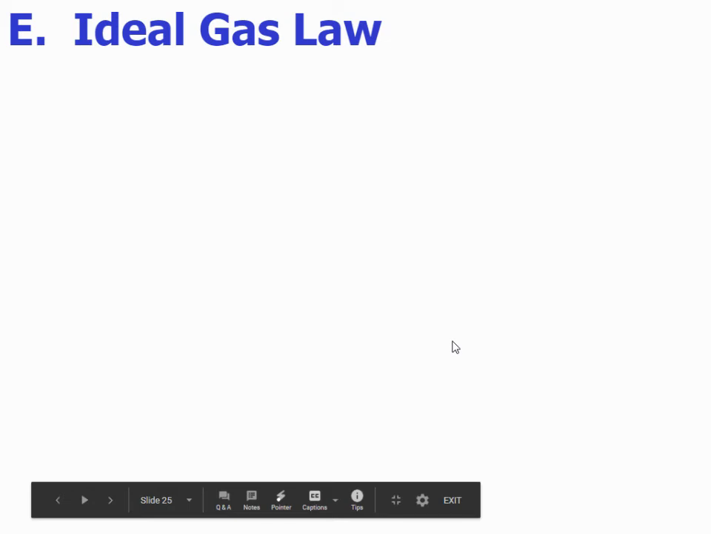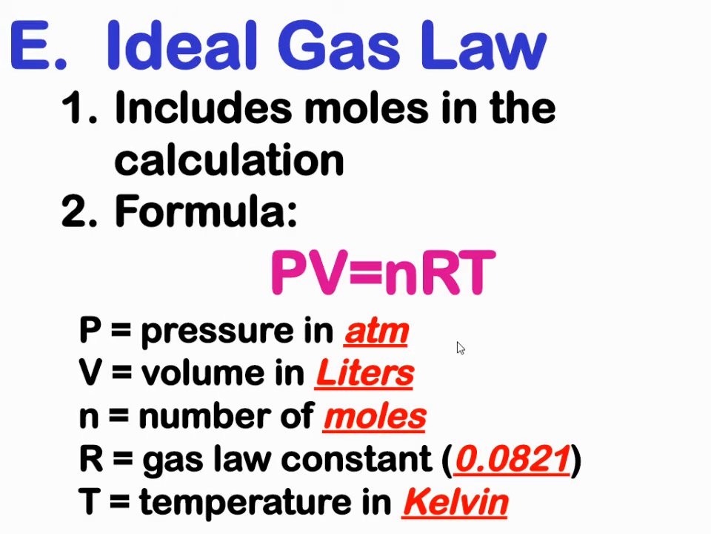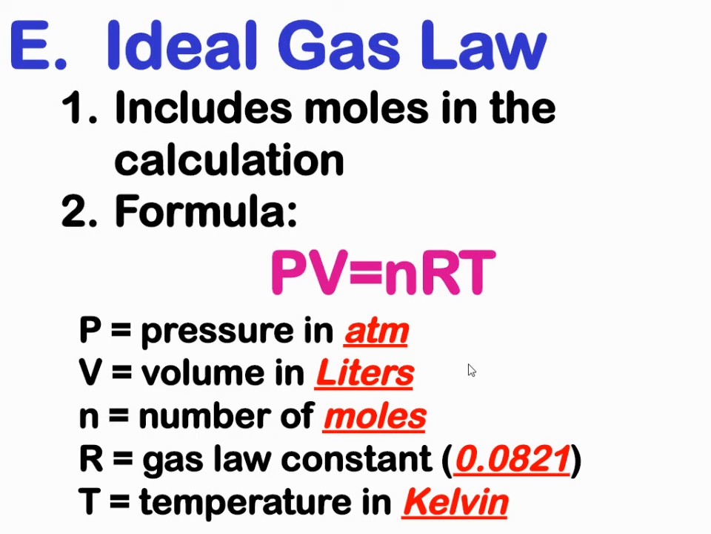Now, let's try a practice problem. Or we can skip it for right now. Nah, let's do it. Let's do the practice problem. All right. So remember, we're going to write down a new formula on our board or on your paper. So you have PV, so pressure and volume, equals number of moles, your gas law constant, and your temperature.